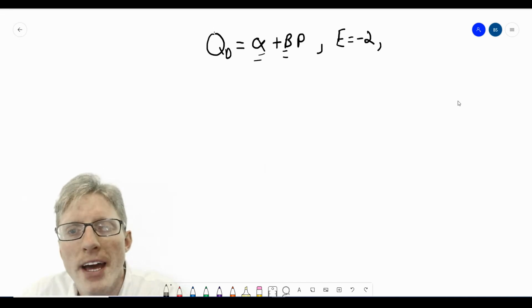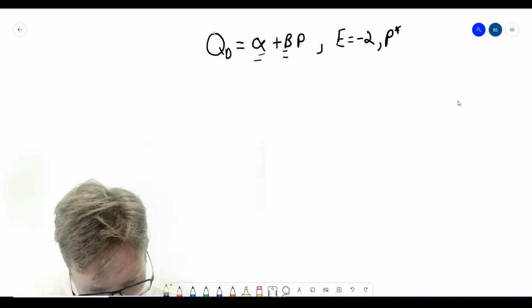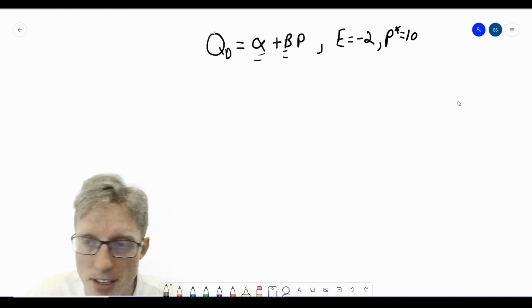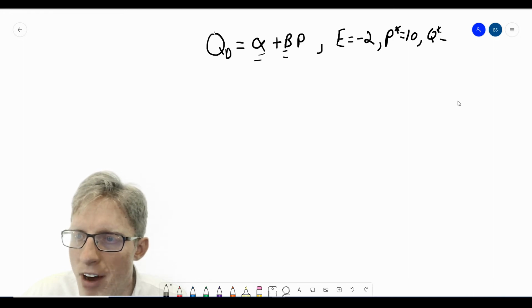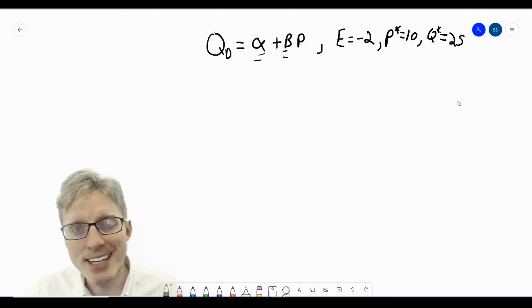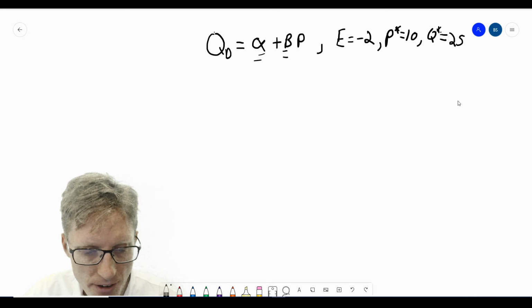And we know that in equilibrium in the last year, the equilibrium price was $10, let's say, and the equilibrium quantity was 25 units. So with this information, there actually is enough information to figure out what alpha and beta are. Let me show you how you might do that.